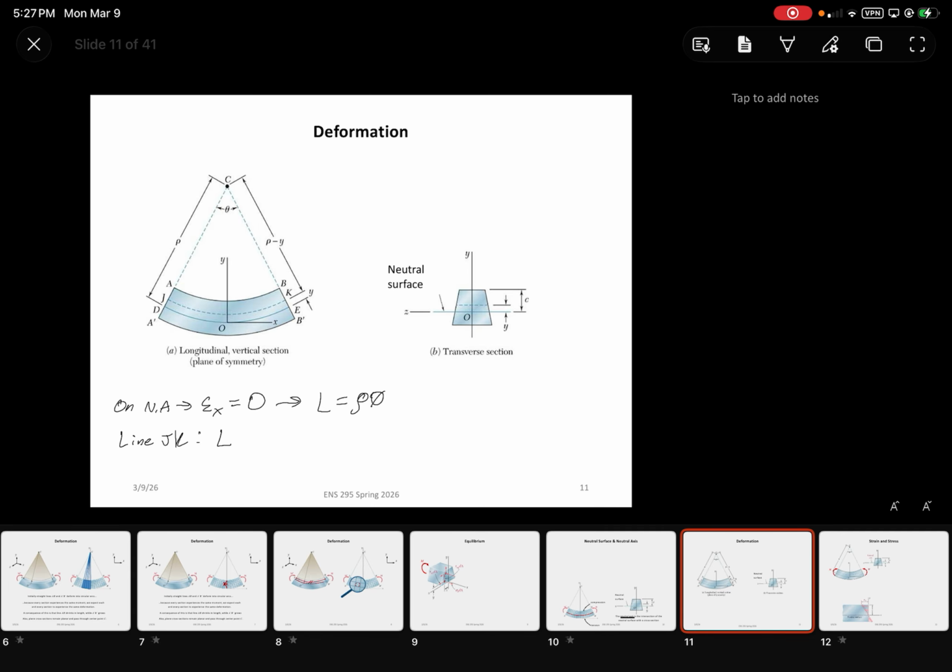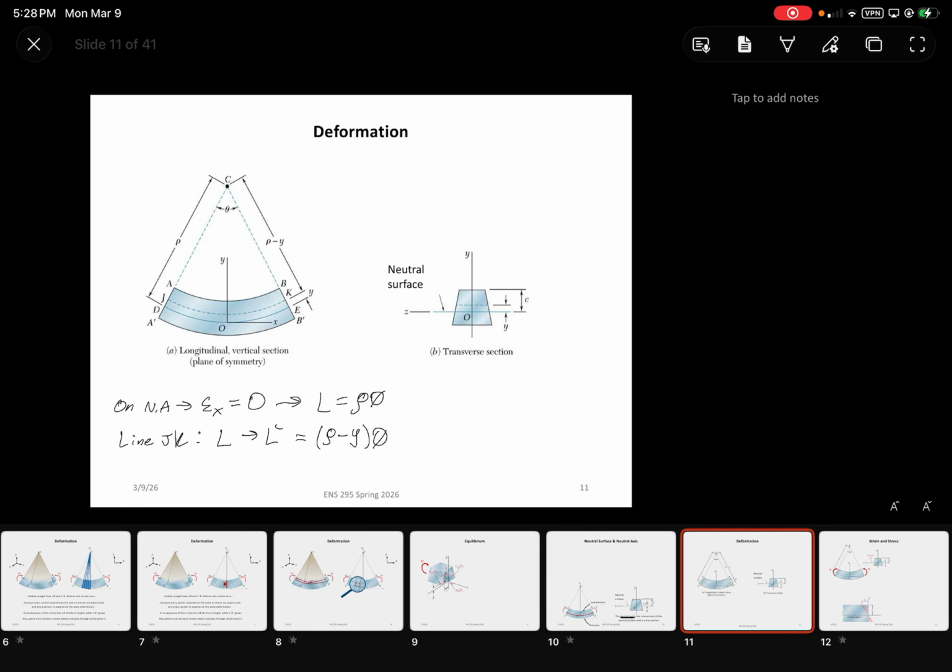We know that the length just becomes some arbitrary adjusted length, L prime, because again, it's being compressed or tensed depending on where you're looking at. In this case, we're going to see that it's actually being compressed a bit. So this equation just becomes, instead of rho, rho minus y. And again, theta is constant because it's the radius of our subtended segment.